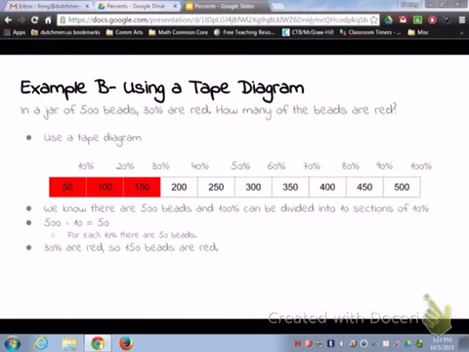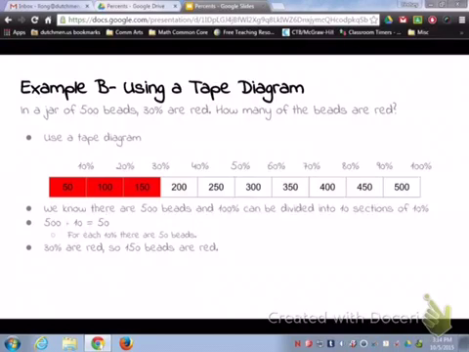We know that there are 500 beads, and we also know that 100% can be divided into 10 sections of 10% each. So as you see, I have divided my 100% into sections of 10%. So we go 10%, 20%, 30%, all the way up to 100 to cover our diagram. Then I also know that there are 500 beads. So that 500 would be our 100%. So we write that in our 100% box, which is the furthest one to the right.